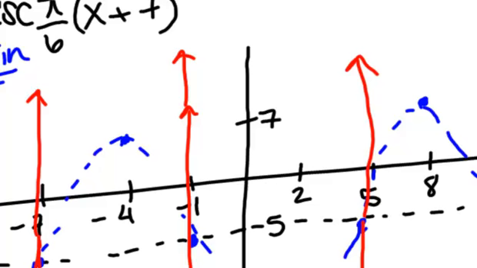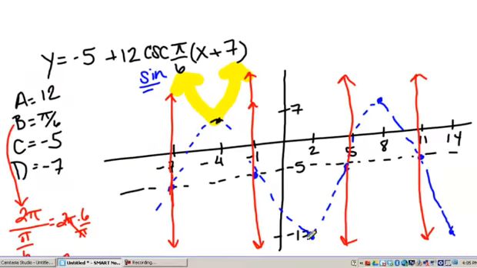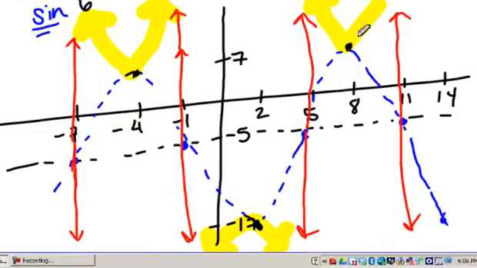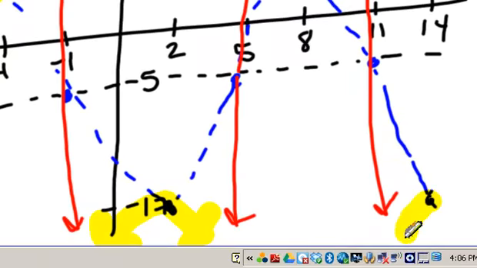Okay? And I'm going to use yellow. So you create a U at the high, opening up. Create a U at the low, opening down. And remember, nothing can cross your asymptote, so just make a U to where it looks like it's almost touching your asymptote. And there you go. That's all you do.